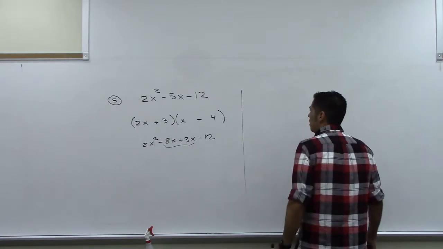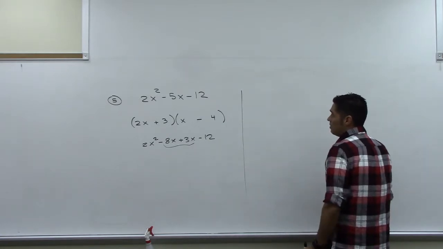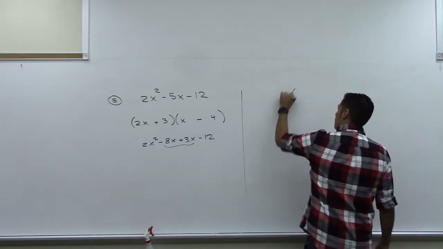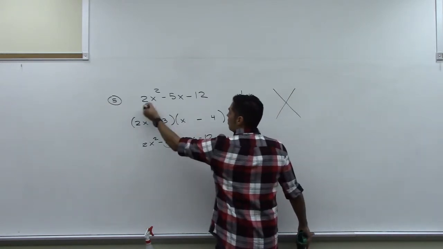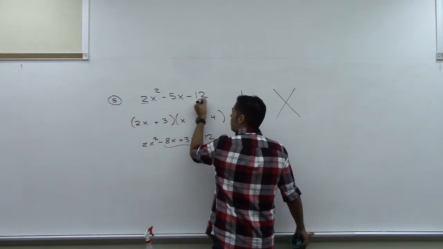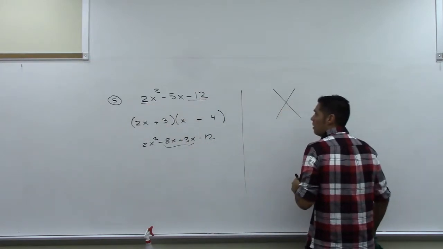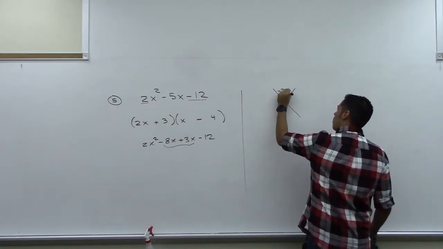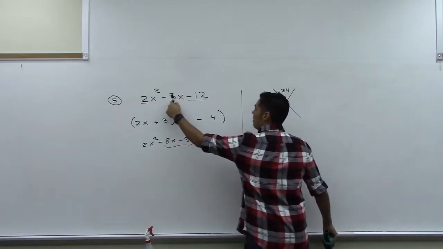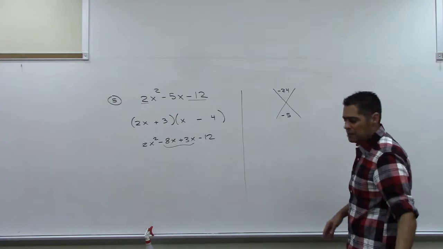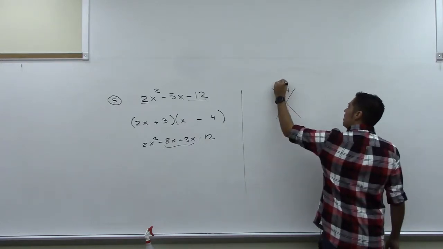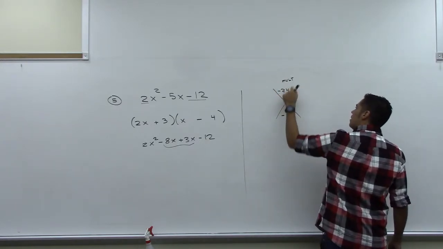Now the other method is what was referred to as the AC method. To do that, you're going to do kind of the same thing. You're going to take this number here, 2, and multiply it times this number right here. You have to multiply those 2 together. That gives you negative 24. And then you take the number here and you write it, negative 5.